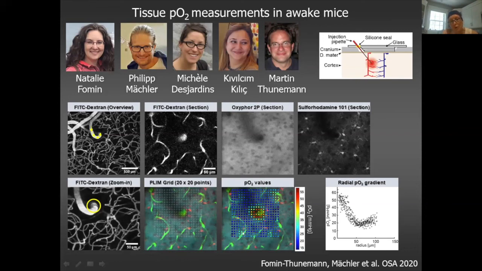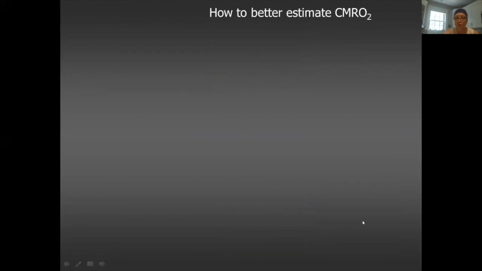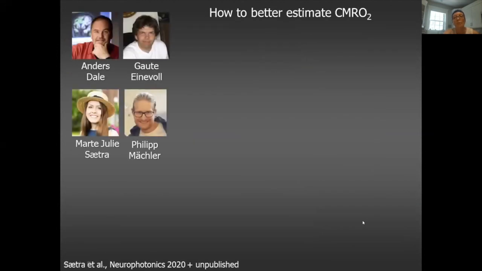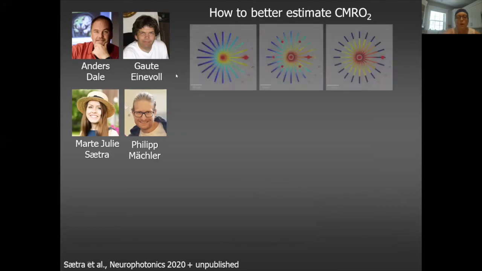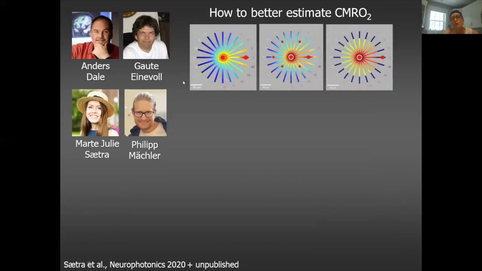So here is our map of the actual PO2 values, and we extract these radial gradients. So now we just need to use some math to be able to get CMRO2 out of this data. We have been recently working with Gaute and with Anders Dale at UCSD on methods to better estimate CMRO2. And this is a simulation platform that was developed by Marty Yule and Gaute Enevold's lab.